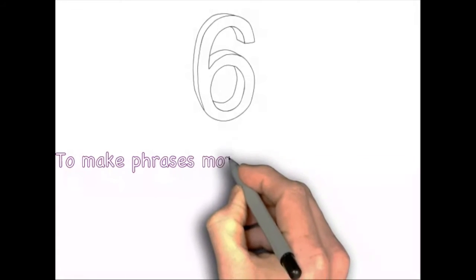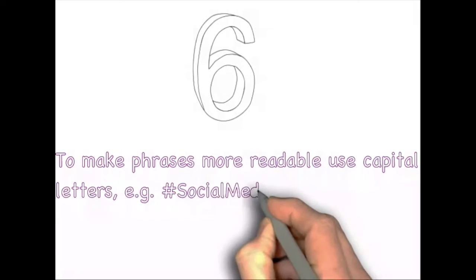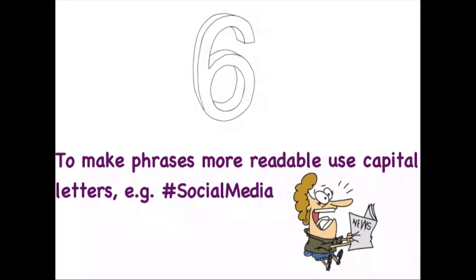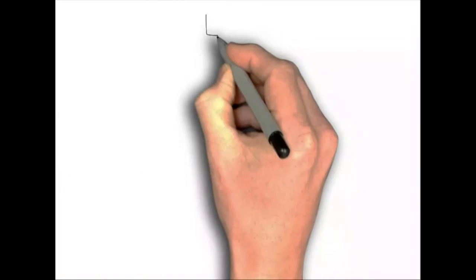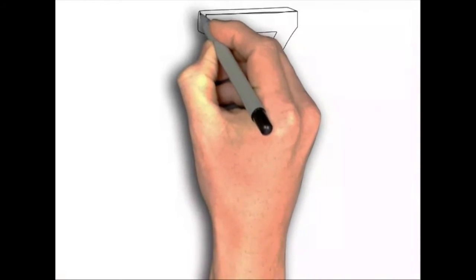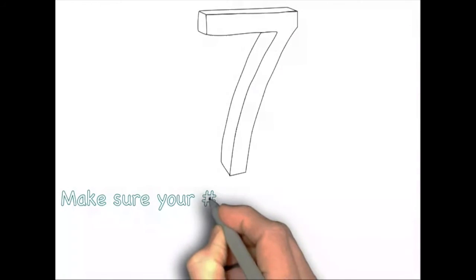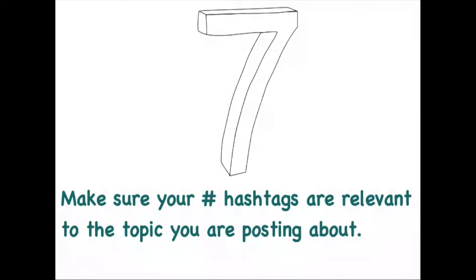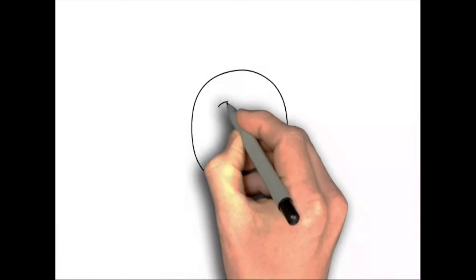Tip number 6: to make phrases more readable, use capital letters, for example, like this. My last tip is about being fair with hashtags. Now, there's no sense in using a hashtag just because it's popular. So make sure your hashtags are relevant so that you get people to come to your content because they actually want to read what you're writing about, as opposed to jumping on a popular hashtag bandwagon.